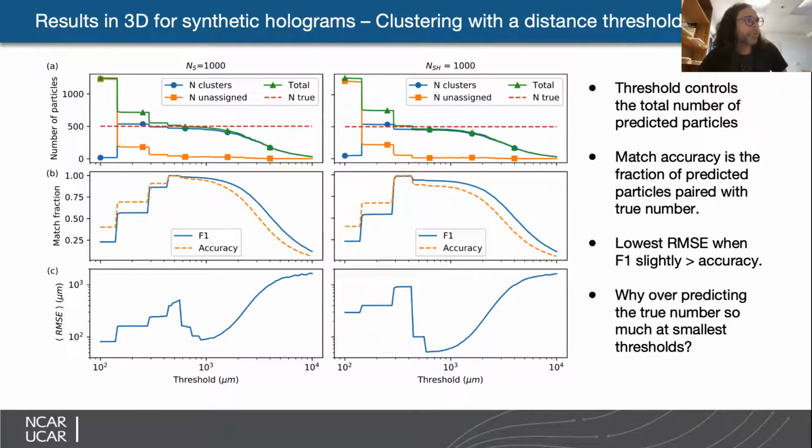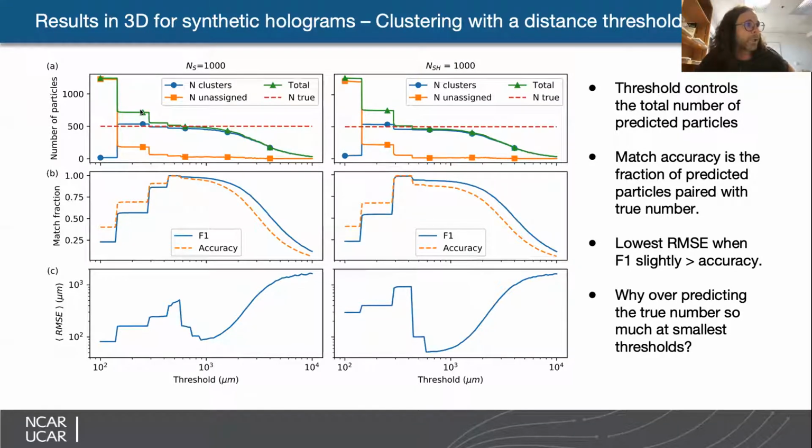Okay, so observe then that as I start from the left at a very small threshold of about 100 micrometers and I start to increase this, and keep in mind, this is n equals 1,000 on the left, 1,000 on the right, noise-free on the left, noisy on the right. Right around that 144 micrometers, which is your delta Z if you use 1,000 reconstruction planes, boom, loads of particles suddenly start jumping into clusters.